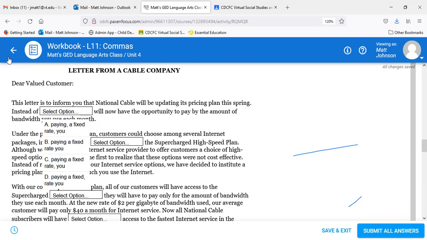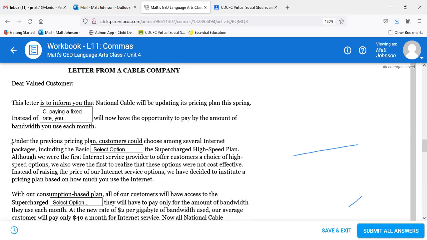C. C, yeah. So there's another introductory clause, right? Instead of paying a fixed rate, comma, you will now have the opportunity to pay the amount of bandwidth you use each month, right? So that's another word, instead. If you encounter that at the beginning of a sentence, you're probably going to see a comma to set off an introductory clause or phrase. In this case, instead of paying a fixed rate, comma, you will now have the opportunity to pay by the amount of bandwidth you use each month.